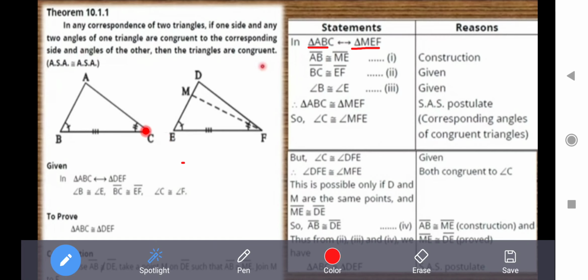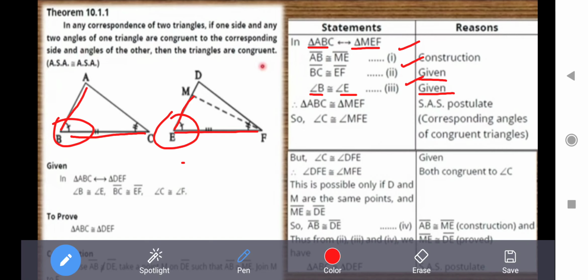Then BC is congruent to, first I took this AB is congruent to ME, then BC is congruent to EF. Why? Because it is in the given, you can see. Then angle B is congruent to angle E. This is again given. Clear? And we are writing this as the first equation, second equation and the third equation.